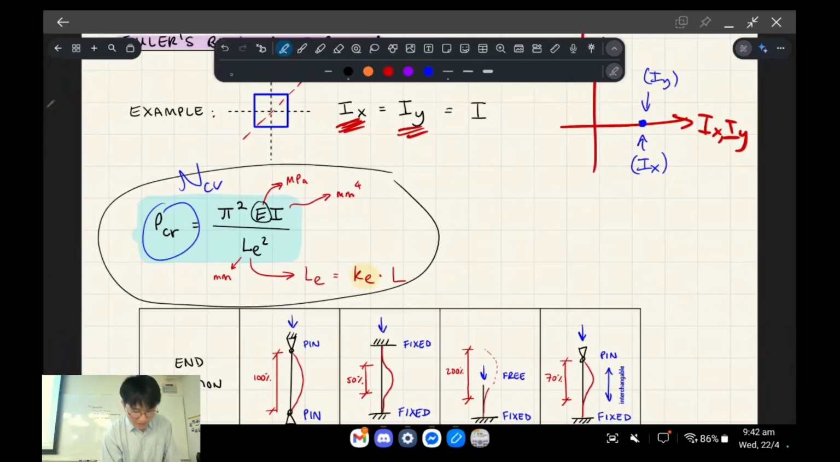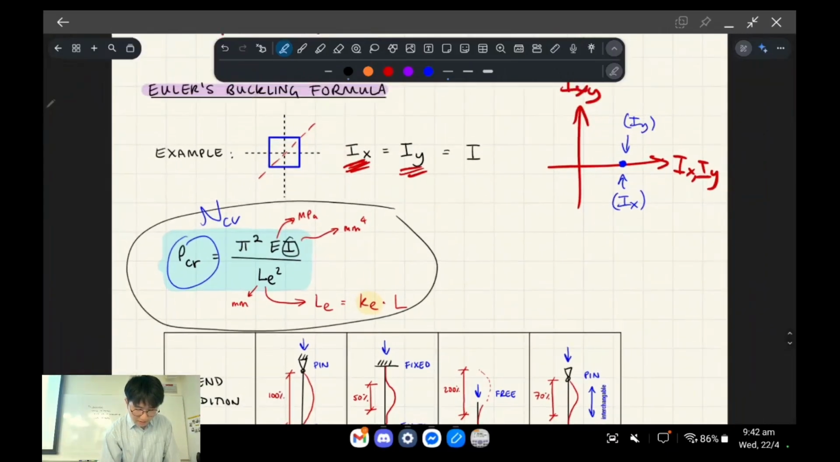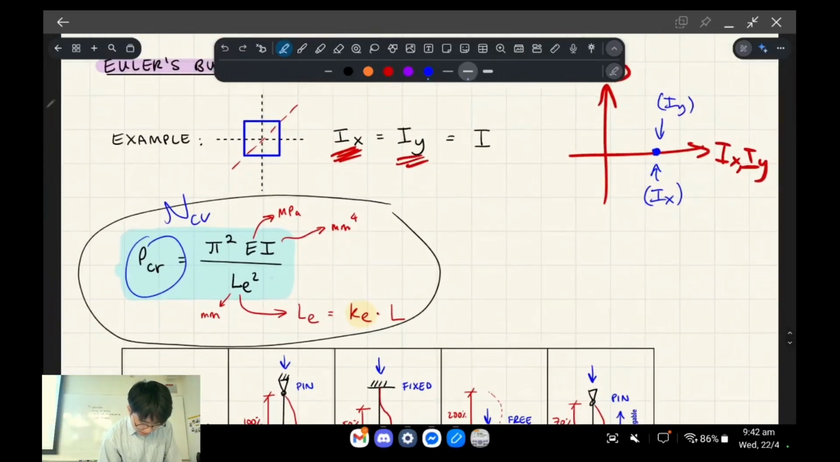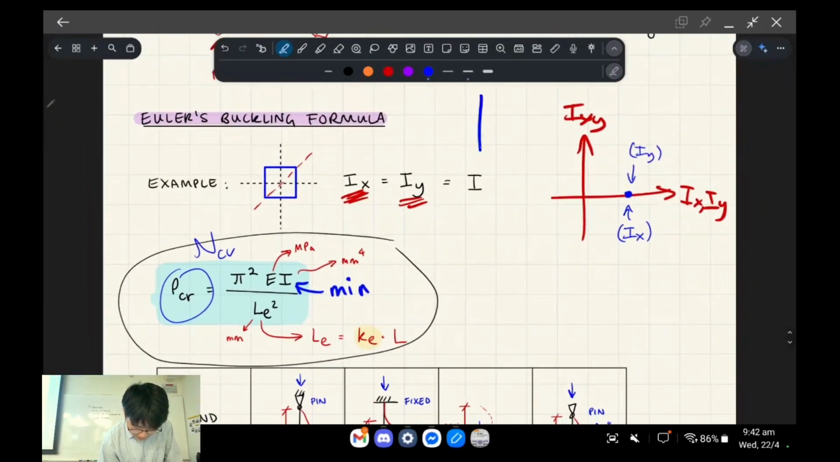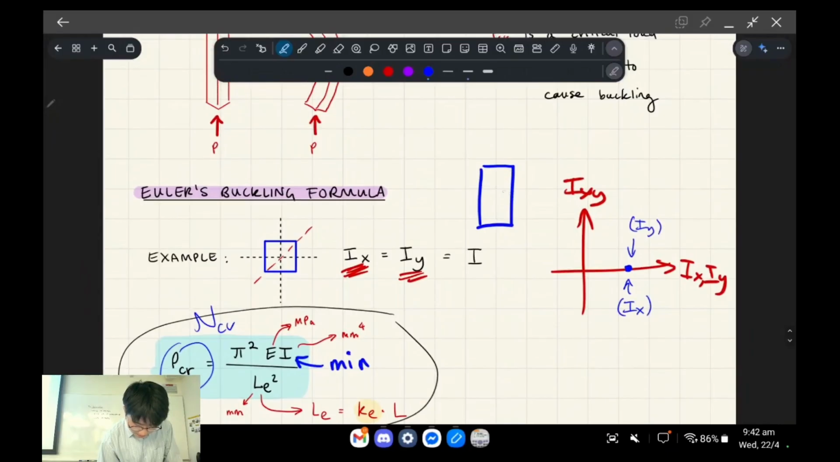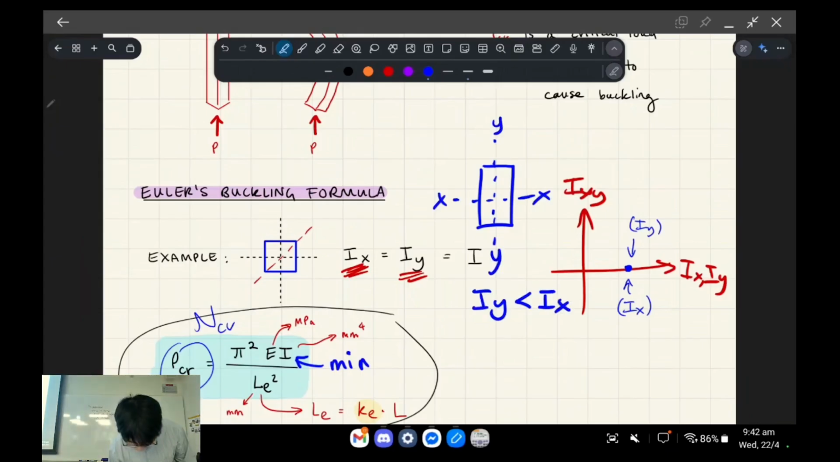E is the elastic modulus. I is the area moment of inertia, and importantly, it's the minimum. So if this shape was like this instead, XX and then YY, YY bending is more critical. If IY is less than IX, you'll be taking the critical one.